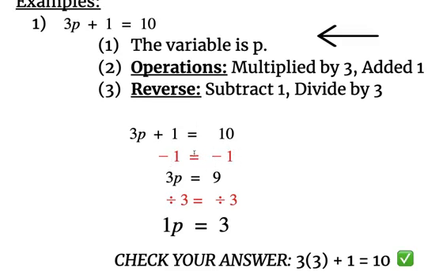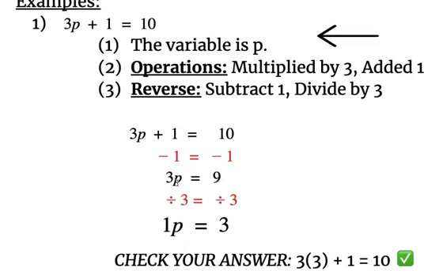So we're looking at the equal sign as if it's a fence. If I do one thing on one side of the fence, I have to do the same thing on the other side of the fence. It's like neighbors who want to have things fair, right? So subtracting 1 on the left-hand side is going to get rid of the adding 1. And then on the right-hand side of the fence, it's just going to become 10 minus 1, which is 9.